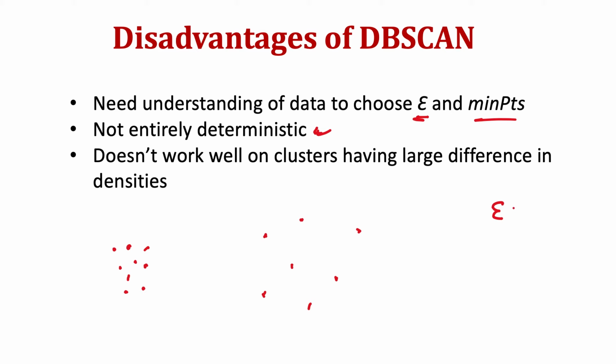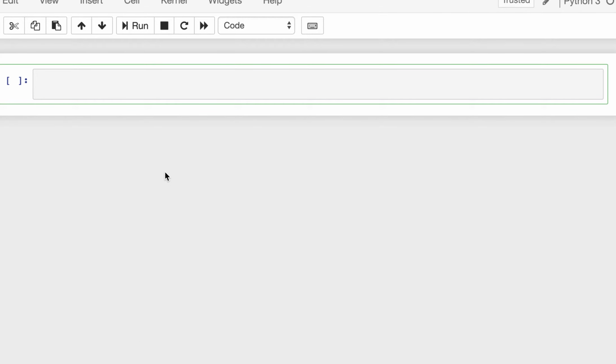If we pick a very large epsilon, then it may be grouped into one cluster. If we pick a very small epsilon, then this may be in one cluster, but these may get clustered into many different clusters. So here, picking a suitable epsilon may be tricky. Now let's see this in running code in the notebook, and it will be more clear.